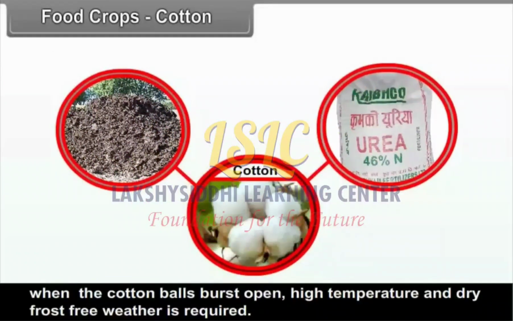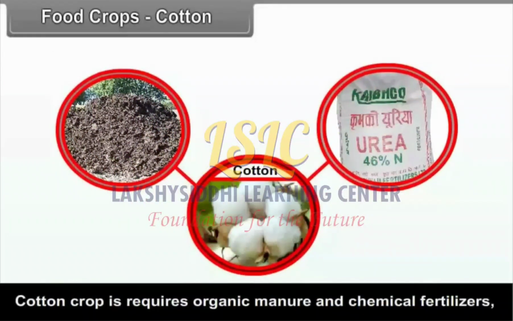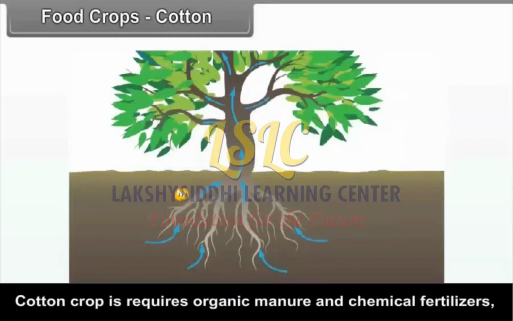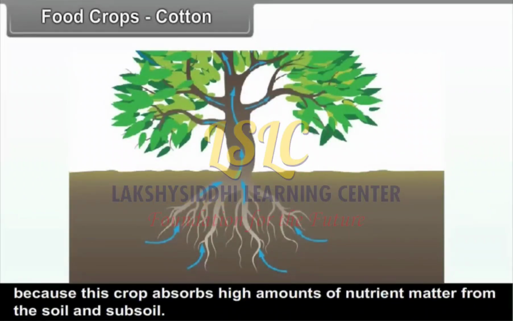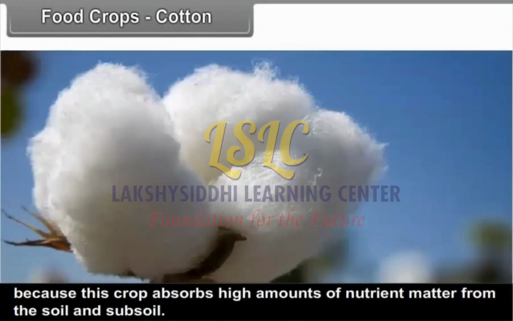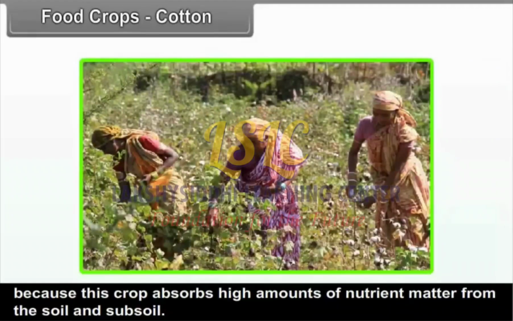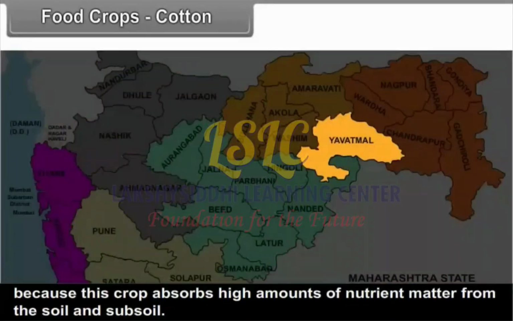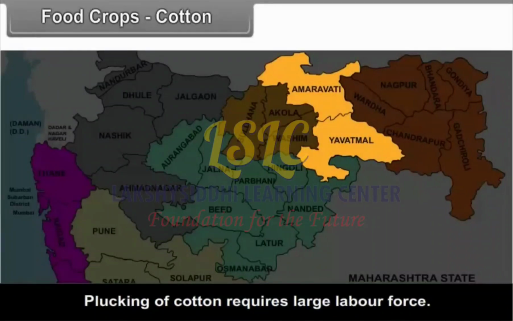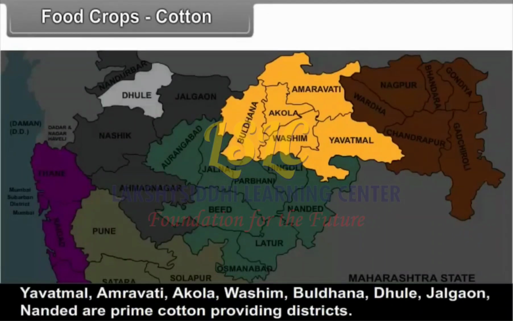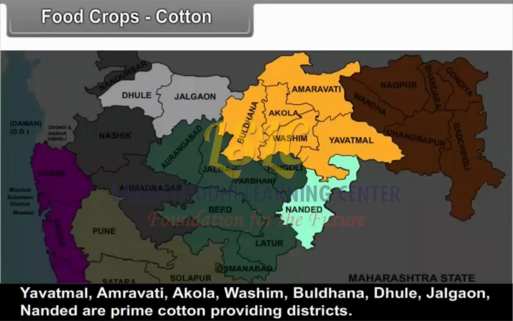Cotton crop requires organic manure and chemical fertilizers because this crop absorbs high amounts of nutrient matter from the soil and subsoil. Plucking of cotton requires a large labor force. Yavatmal, Amravati, Akola, Washim, Buldhana, Dhule, Jalgaon, Nanded are prime cotton providing districts.